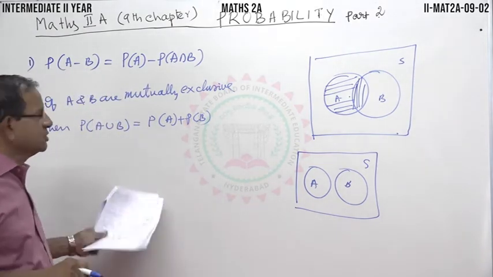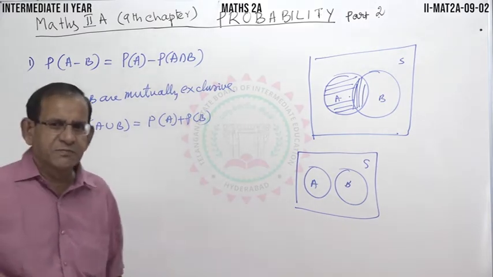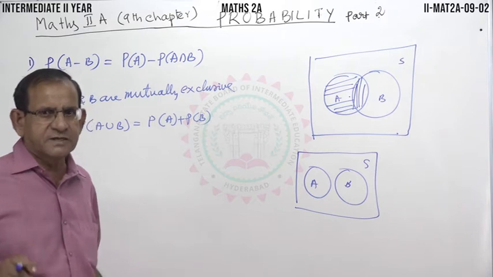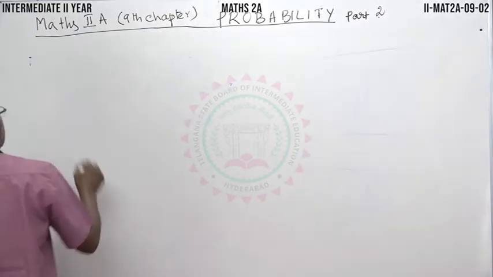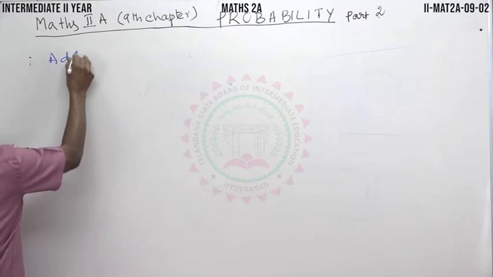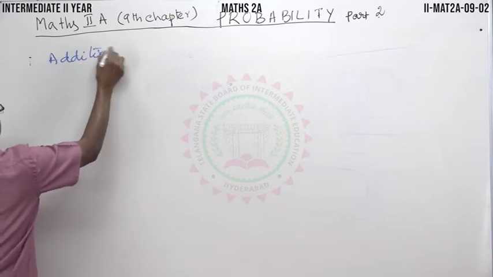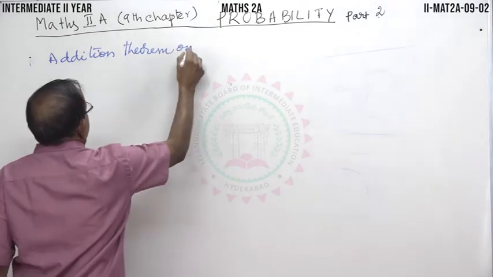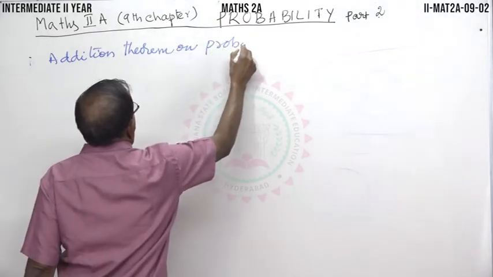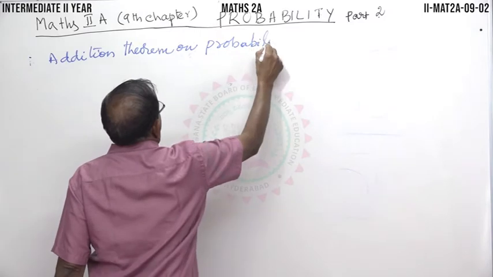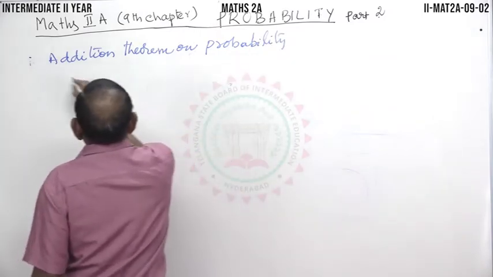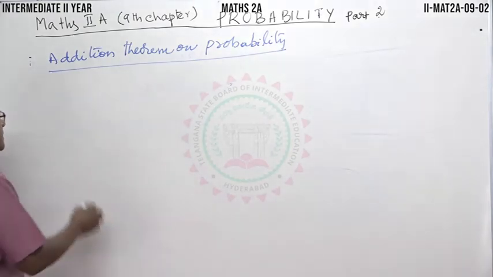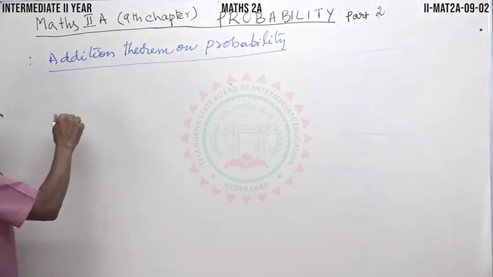Now, by using these two, we will prove the next theorem, that is the addition theorem on probability. A very important theorem. Let us go for that. Addition theorem on probability. Let us take the statement first.